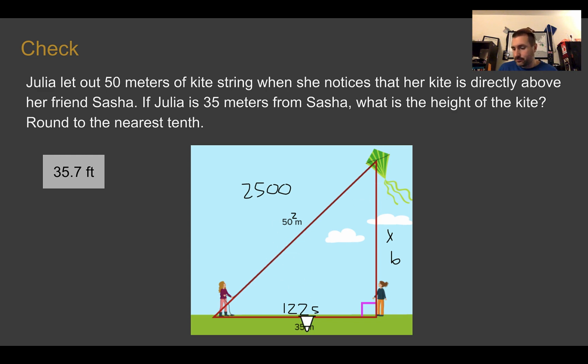So 2,500 minus 1,225, that tells me that the area of that square is 1,275. Then, taking the square root of it, we get 35.7. Which makes sense. If this was 1,225, then 1,275 would barely be more. So our number is a little bit more than 35.